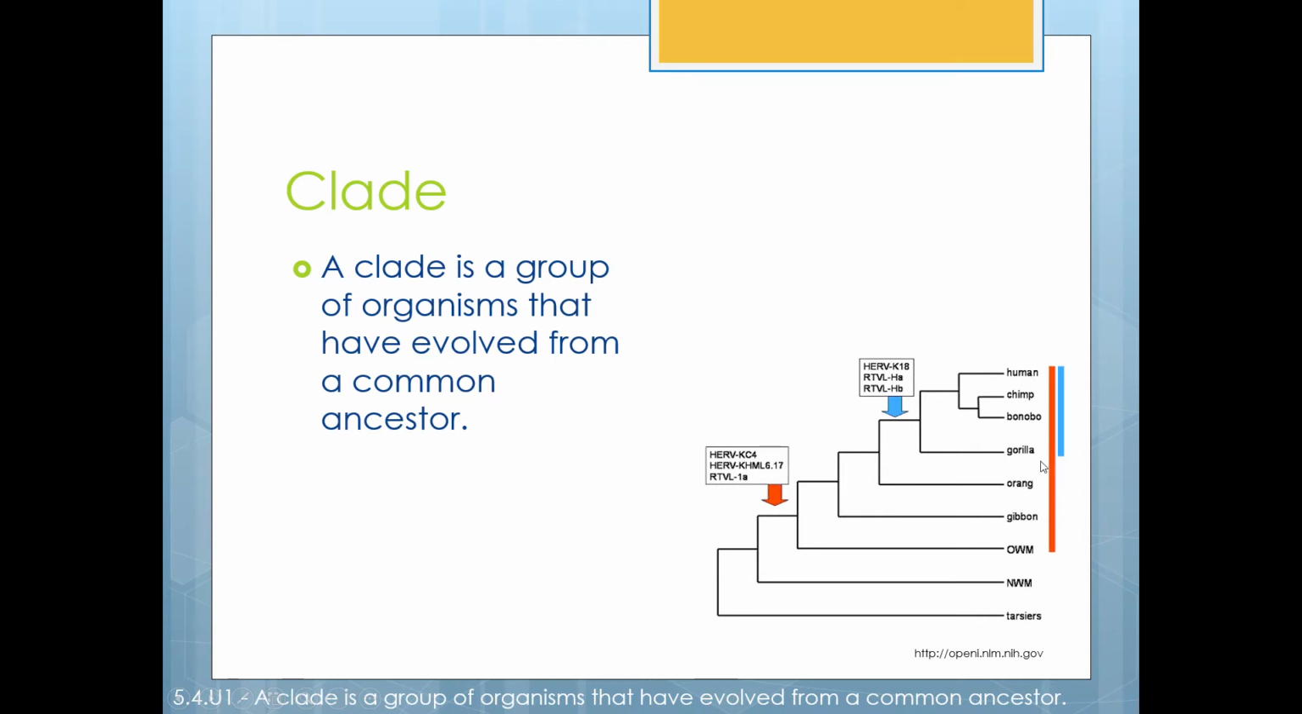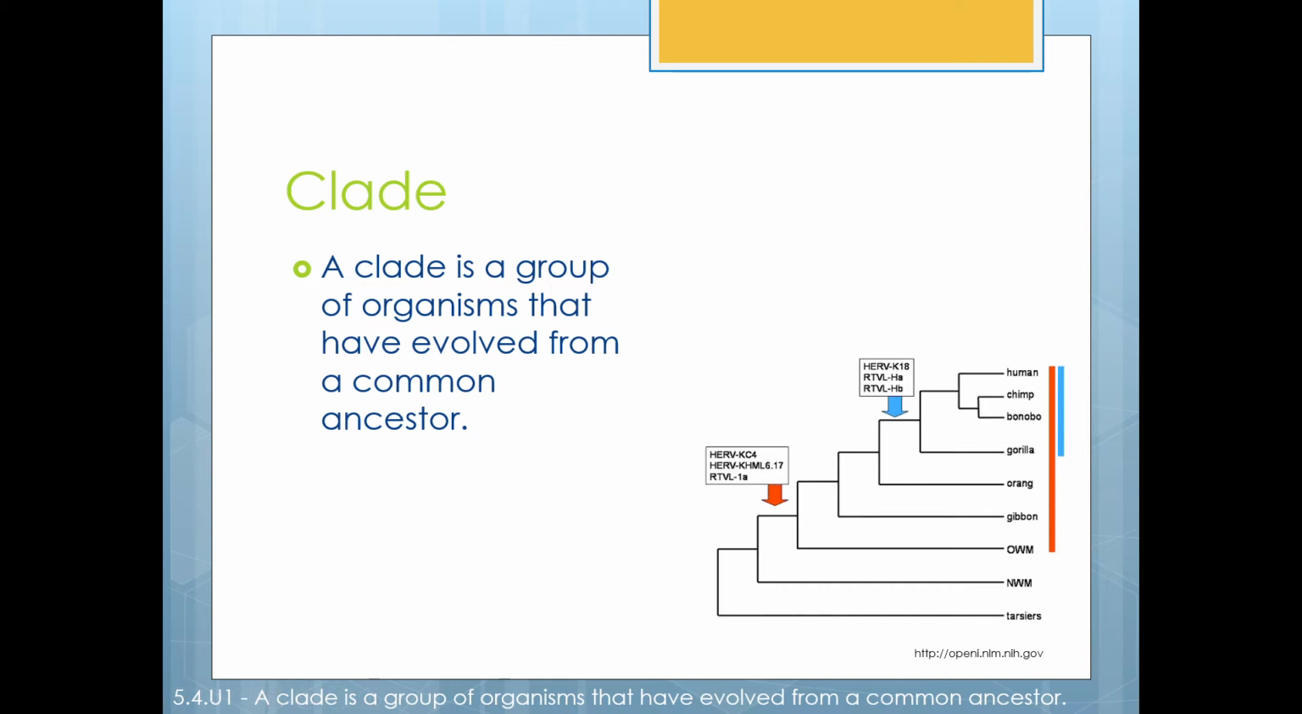gorilla do belong. On the contrary to that, with the red arrow is marked a bigger type of clade. And in addition to previous species, this clade contains also orangutan, gibbon, and old world monkeys. Of course, clades may be even smaller, like this one, in which we've got only chimp and bonobo.